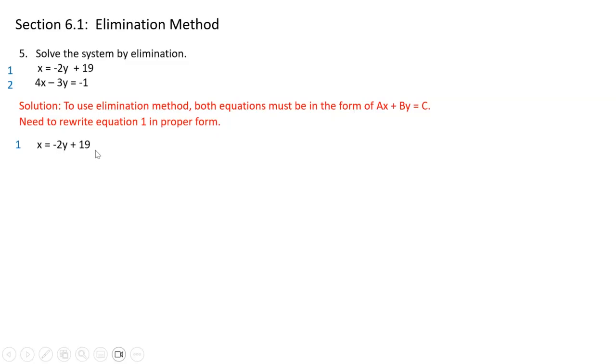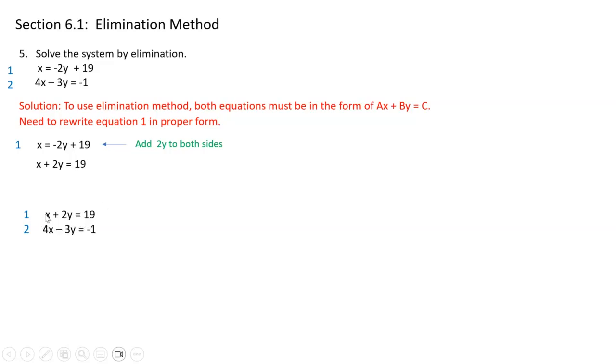So I'm gonna add 2y to both sides. So it's going to give us x plus 2y equals 19. Now it's in proper form, in the form of ax plus by equals c. Now here, guys, you have to eliminate either the x's or the y's. It doesn't matter. Like I always tell my students, whatever is easier for you guys. Okay, here, in my opinion, I will do this because I think it's easier. I'm going to eliminate the x's.